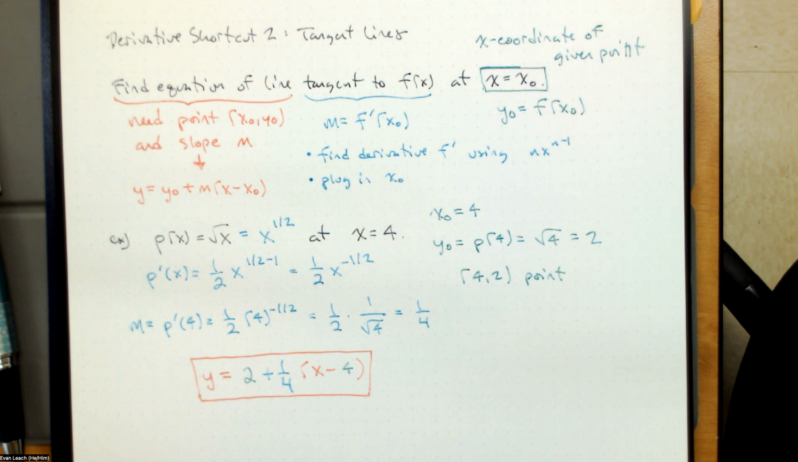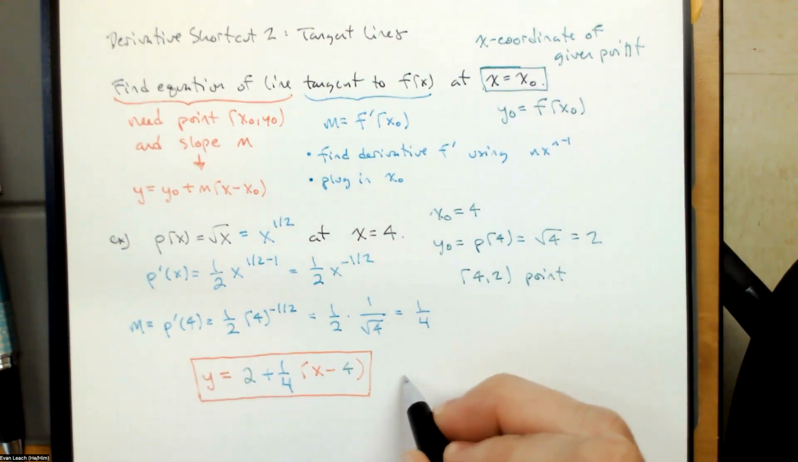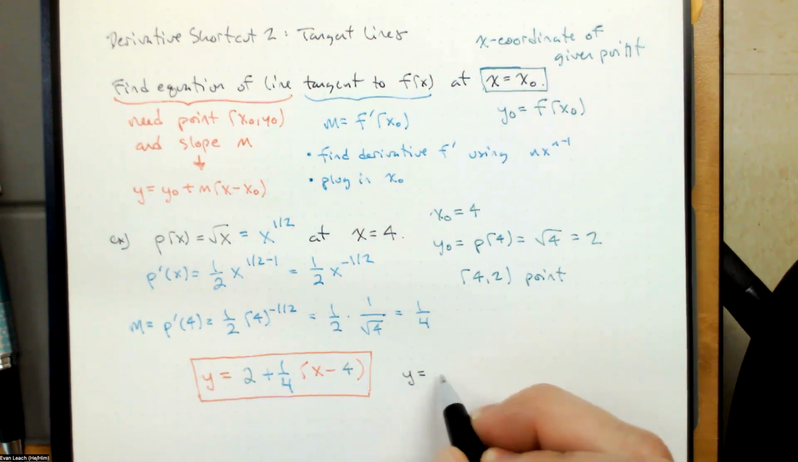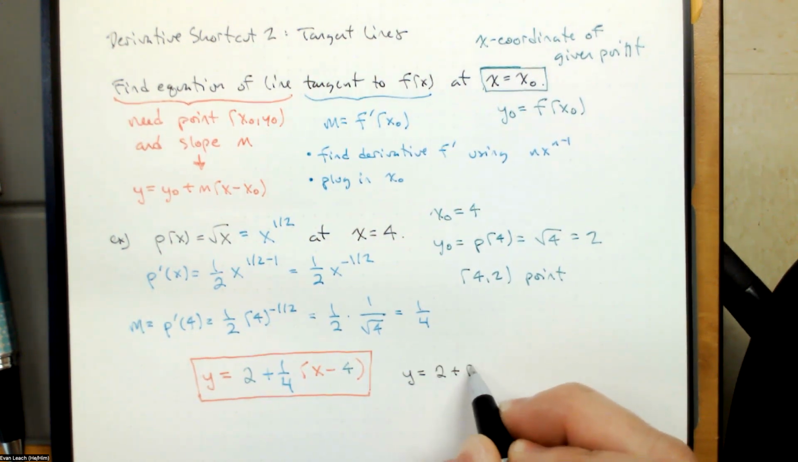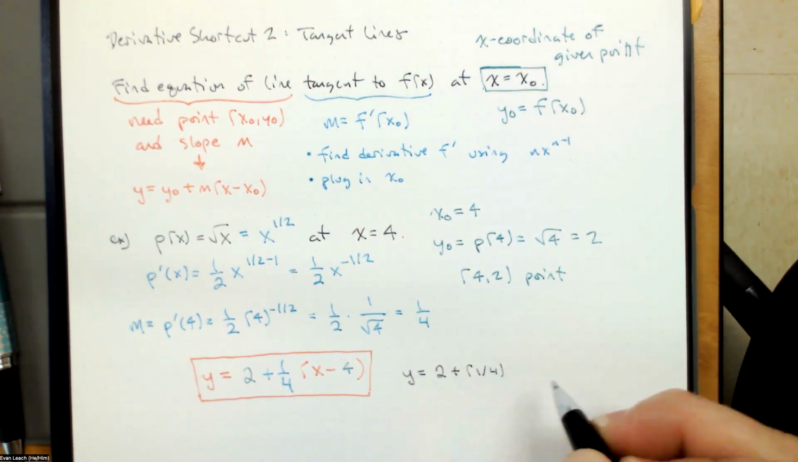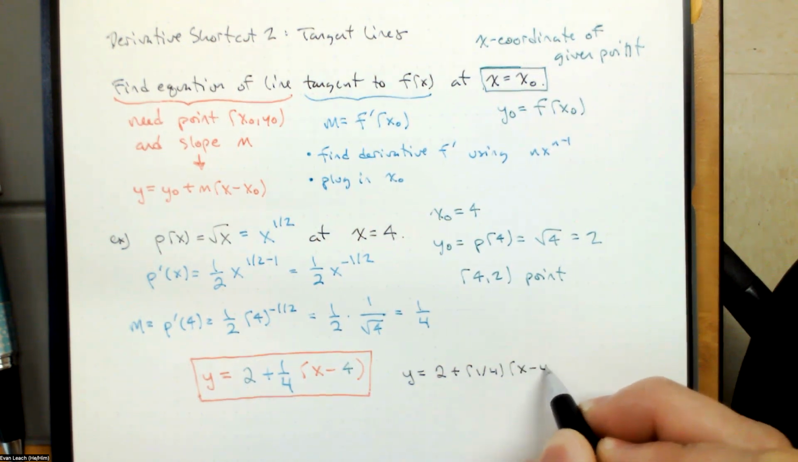If we were going to type this, say into Canvas, like some of you did over the weekend, that 1/4 is acting like a fraction, and it is a coefficient. That 1/4 is a fraction and a coefficient, so we'll want to put it in parentheses. So on single line syntax, I might write y equals 2 plus (1/4) in parentheses, and then (x minus 4).